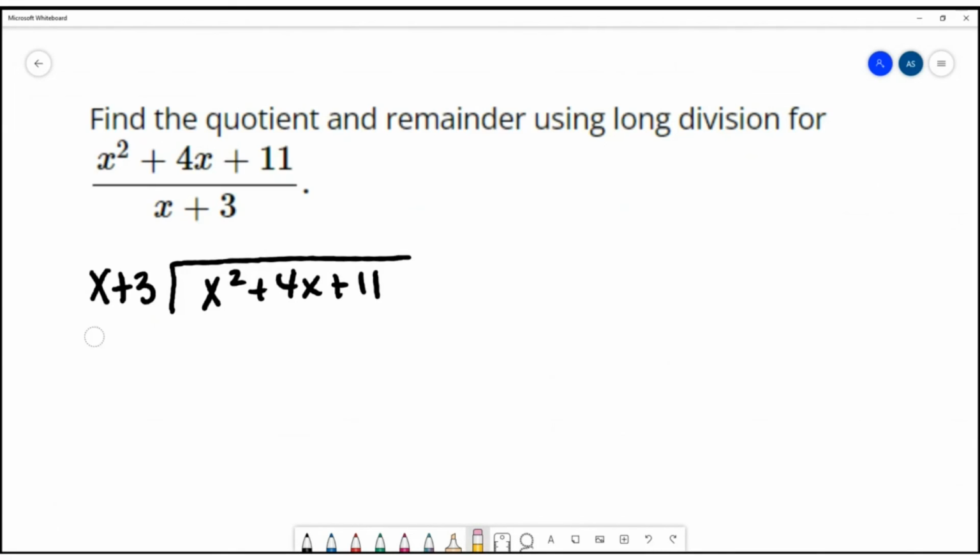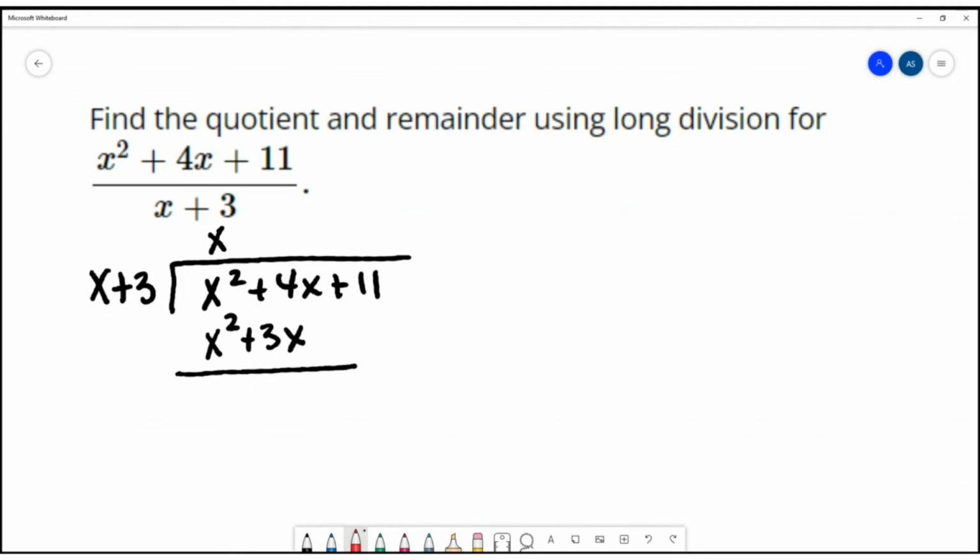We want to start by focusing on the first term in what we're dividing by and what we're dividing into. X divides into x squared, x times. Or you can think of it as x times x is x squared. And now we're not going to ignore the second term here. We're going to multiply this x times both of these terms and write it down here. That would give x squared plus 3x.